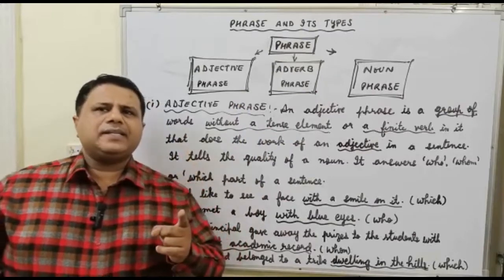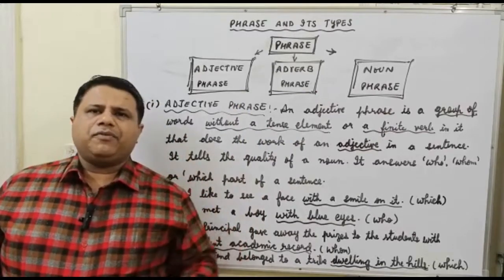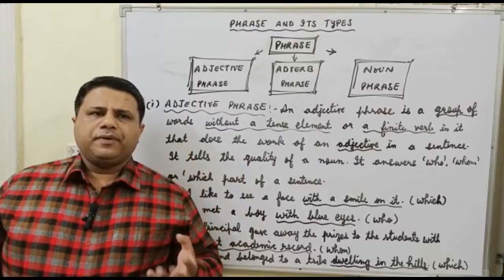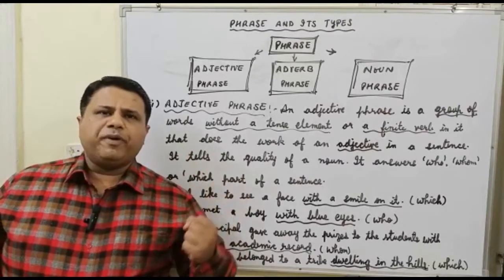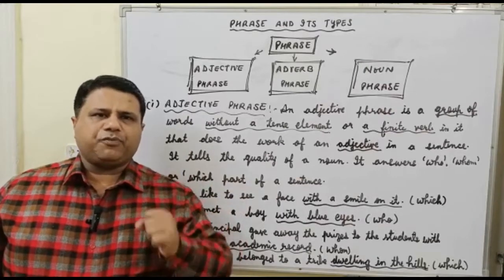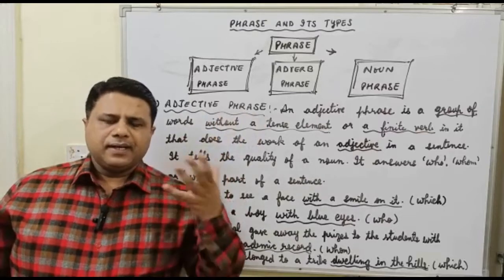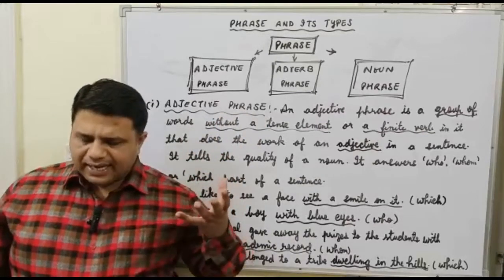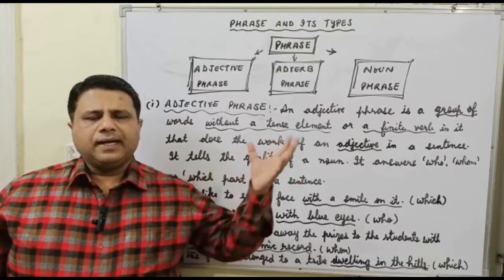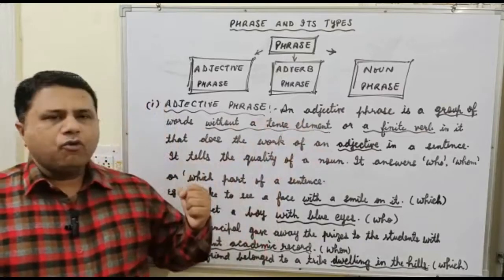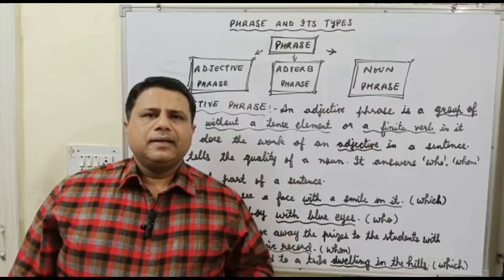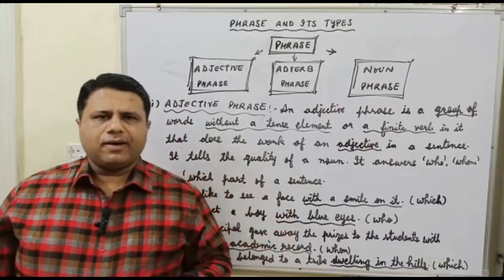If one word is there which tells us the quality of a noun, then it is an adjective. If two words are there, or a group of words without a tense element, it is called an adjective phrase. Similarly, an adverb phrase is a group of words without a tense element that does the work of an adverb. And in the same way, a noun phrase is a group of words without a tense element that does the work of a noun in a sentence.